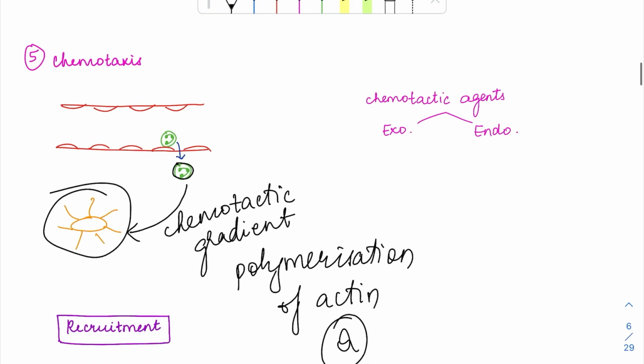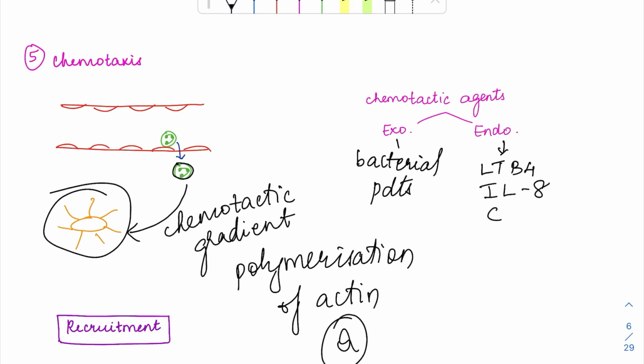So we have exogenous chemotactic agents and endogenous chemotactic agents. Under exogenous, we have the bacterial products. The bacterial products themselves will act as a stimulus and cause the recruitment of the inflammatory cells. Among endogenous agents, we have many chemotactic agents, but remember the most common ones, which are leukotriene B4, then interleukin 8, and then C5a, complement 5a. You can remember this as LIC. So LIC are the chemotactic agents which cause the chemotaxis.